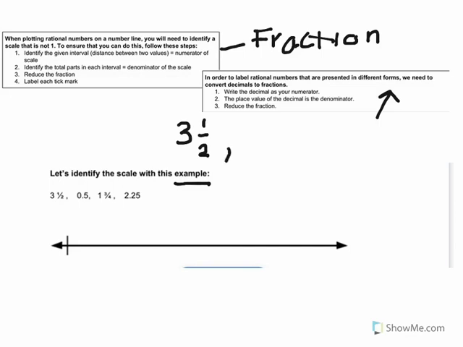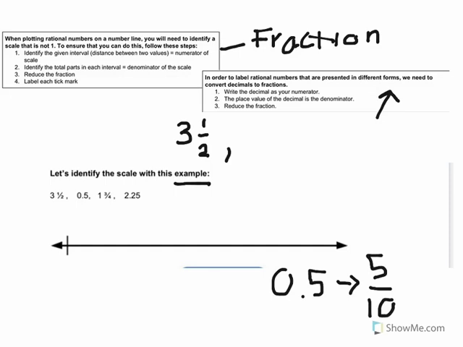My next number is a decimal, it's 0.5, so that is 5/10. So I know that my number 5 is going to be my numerator. So key point number 2 says write the decimal as your numerator. So I'm going to write 5 as my numerator, and then I use my place value of the decimal as my denominator. I know that this is 5/10, it's in the tenths spot, so my denominator is going to be 10.